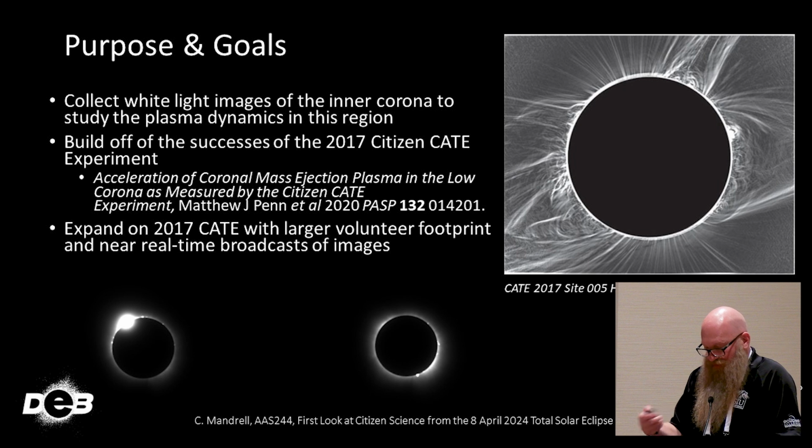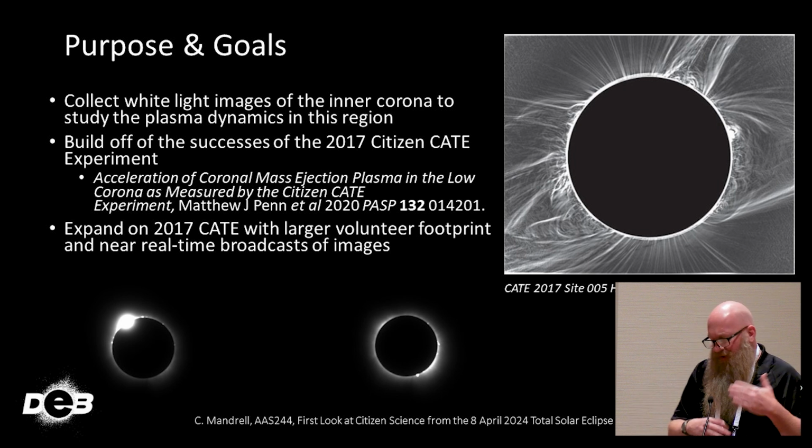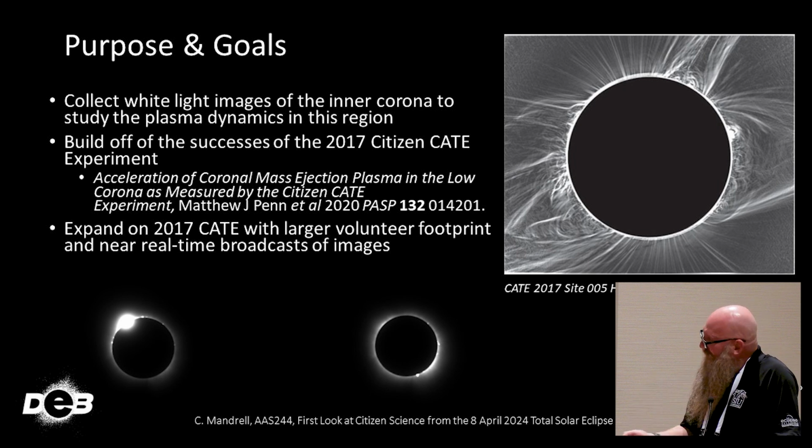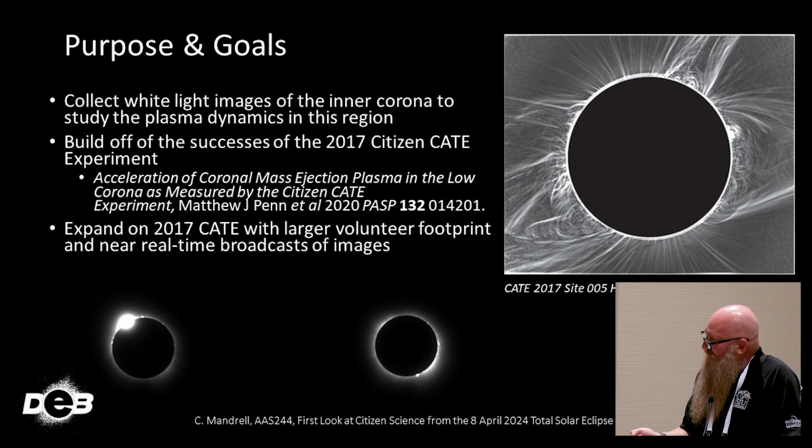We're going to attempt to build off the successes of the 2017 Citizen CATE experiment, whose results are summarized in the paper by Matt Penn, "Acceleration of coronal mass ejection plasma in the low corona as measured by the Citizen CATE experiment." Again, low corona, that inner corona area we can't normally look at. And this is a stacked HDR image from one of the teams that was used for the processing, and we're going to try to recreate this for this eclipse.